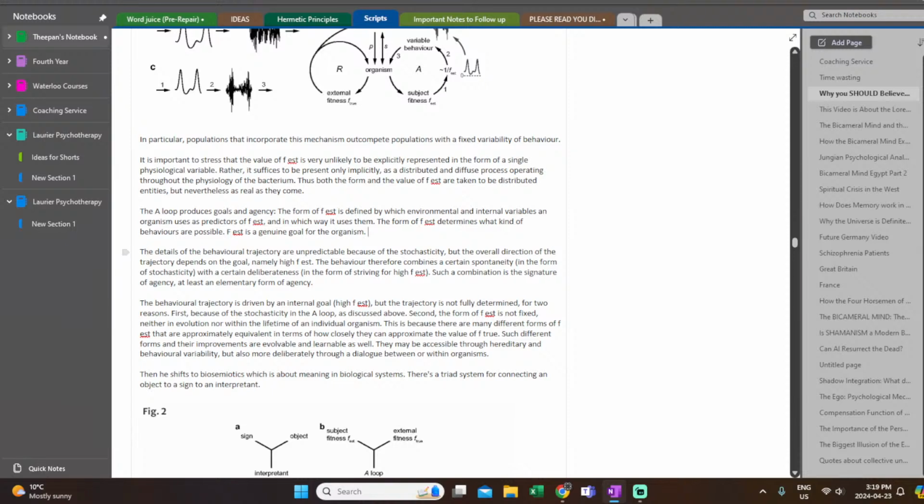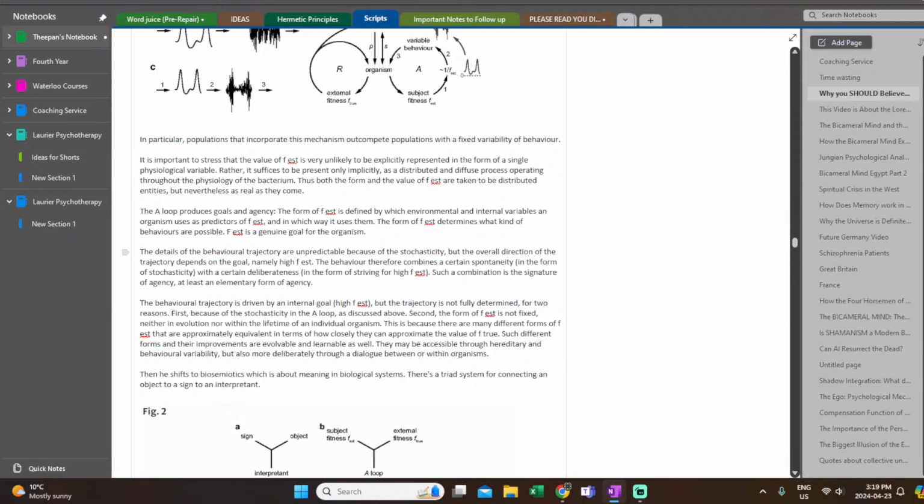The details of the behavioral trajectory are unpredictable because of the stochasticity, but the overall direction of the trajectory depends on the goal. Let me just turn off my camera. Okay, just to save some power.